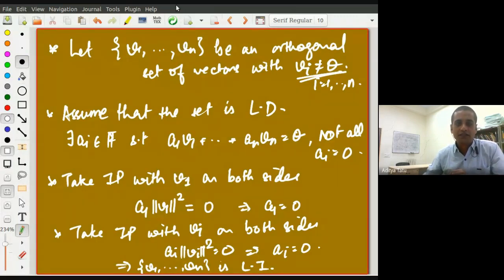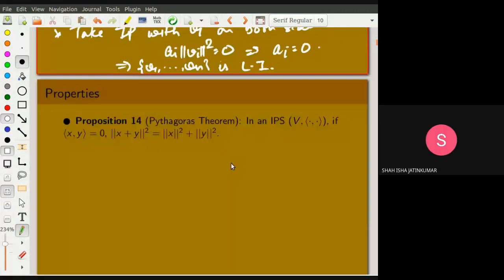Please see that I did not make any assumption on what the vector space is. In any inner product space, this has to be true. So the inner product could itself be arbitrary, the vector space could itself be arbitrary. This has to be true. Is that convincing? Yes, sir.